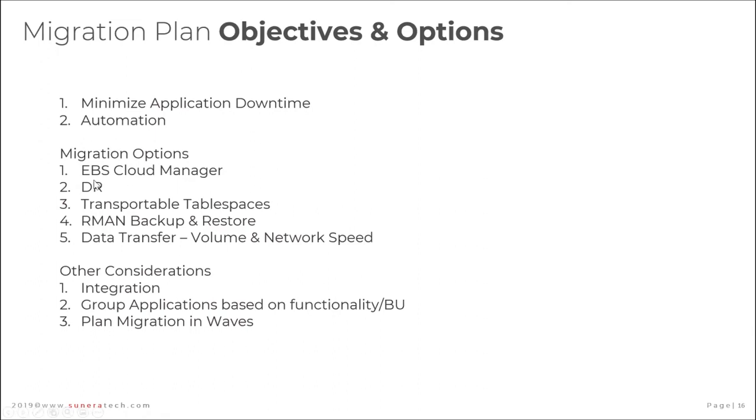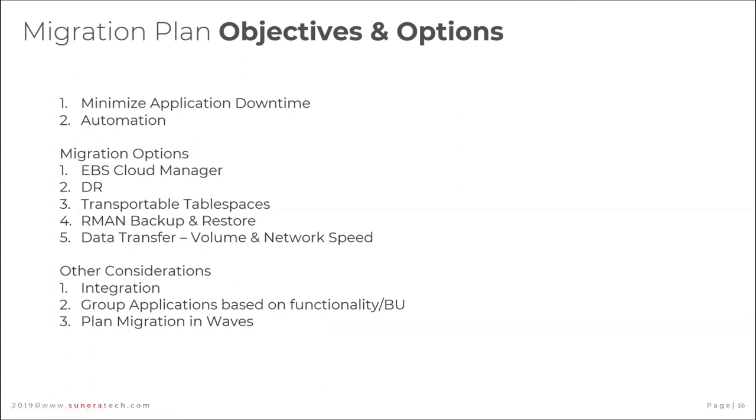If you're using EBS, then obviously you can use EBS Cloud Manager. You could use transportable tablespace, like I mentioned earlier. You could use a backup and restore, where you take a full backup, copy to cloud, bring up a database, and do the delta. Other considerations here will be dependent on how fast your network is and the volume of data you've got. And of course, like we discussed earlier, integration comes into play.